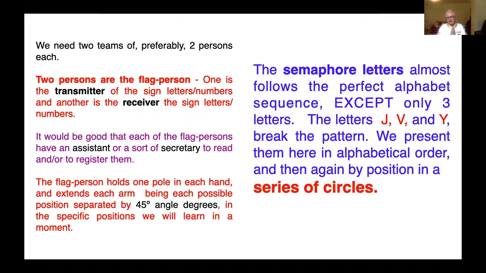Okay, here we need two teams of preferably two persons each. The two persons are the flag persons. One is the transmitter and the other one is the receiver. So minimum two. One holds the flags transmitting and the other one is the receiver. It would be good if you have an assistant, a secretary, to help you write the letters you receive, but also the letters you have to transmit. So the flag person holds one pole of the flag and extends them.